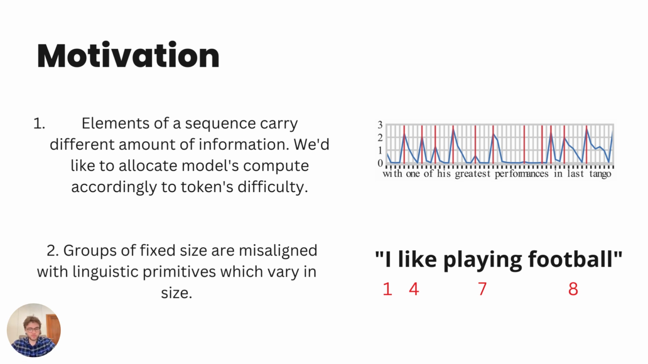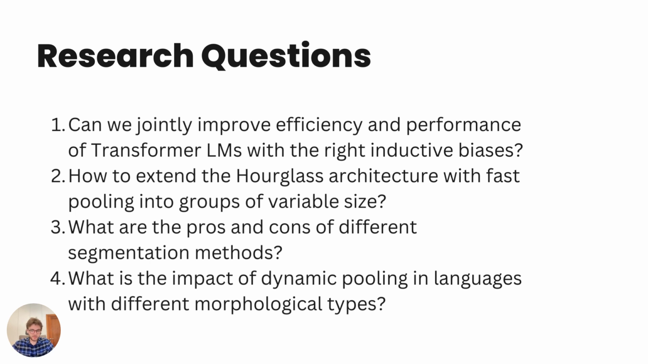Ideally, the model should rely on the same abstractions as humans when processing language, and do so by allocating resources in proportion to tokens' difficulty. Secondly, groups of fixed size are misaligned with linguistic primitives, such as words or phonemes or morphemes, which vary in size. To this end, we propose a transformer variant that jointly performs language modeling and learns how to pool a sequence of tokens into groups of variable size.